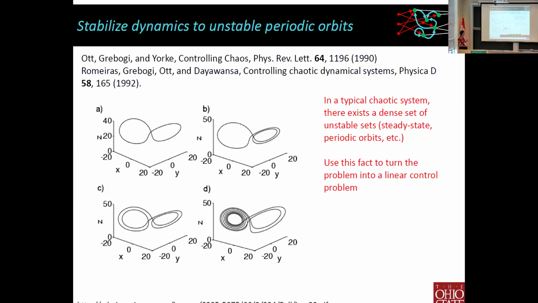So the idea is that for that Lorenz attractor, there are an infinite number of unstable periodic orbits. I just show a few of them here. If you were to put the system precisely on one of these orbits, and if there were no noise that would perturb the system, it would stay there forever, and that's true for all these other ones.